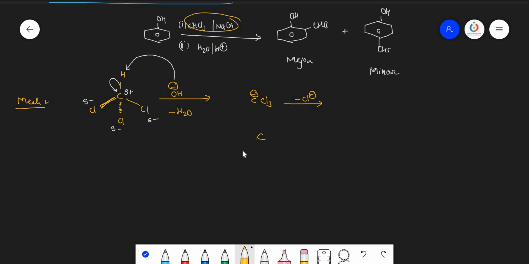I'll inform you of one more thing: chlorine with a negative charge means 2 electrons are there. So now when chlorine leaves with its electrons, carbon is left with 2 electrons along with the 2 chlorine bonds. So CCl2 with 2 electrons means 1 2 3 4 5 6, around it only 6 electrons are there. So it is an electron deficient species, because it has the sextet electronic configuration.